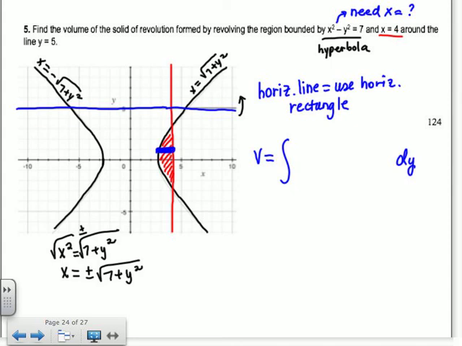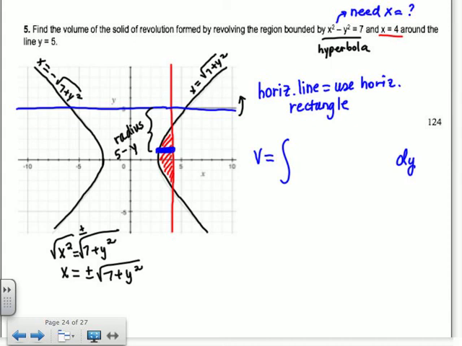Okay, so let's talk about the radius of my shell. What do you guys think the radius is? 5 minus x. 5 minus y. You guys were right. Yeah, it is 5 minus y. So it depends on where your y value is located. If you were at 1, this whole radius would be 4. If I was located at 3, the radius would be 2.